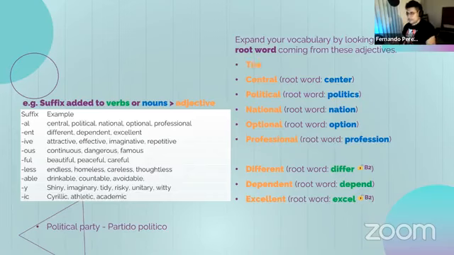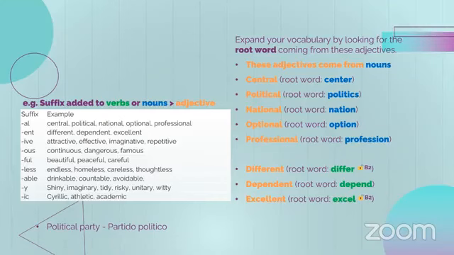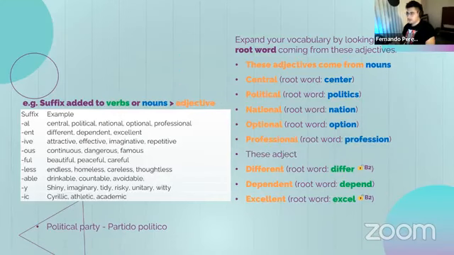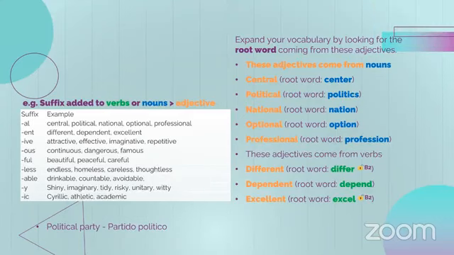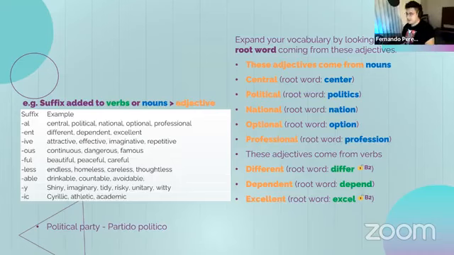These adjectives come from nouns. Come on, teacher. Another one? Another example, okay. We need to, because we are going to check how the roots sometimes are nouns and sometimes are verbs.